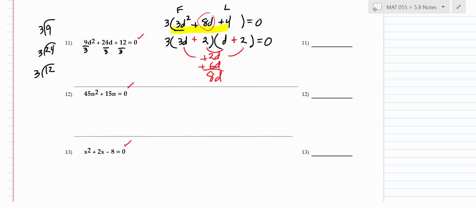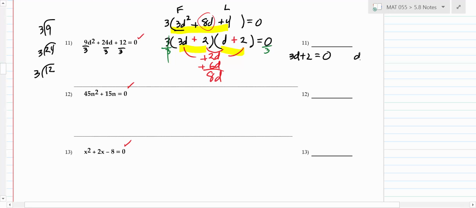Now, what do you do to finish the problem up? You just take each factor and do what with it? Set it equal to 0 and solve, okay? You don't pay any attention to the 3. You can divide both sides by 3 to get rid of that if you want to. That's not a variable, so you just ignore it. So what you would do now is you would do 3d plus 2 equals 0. That's your first factor. And then your second factor is d plus 2. So you solve those 2 equations and then you got your answer.